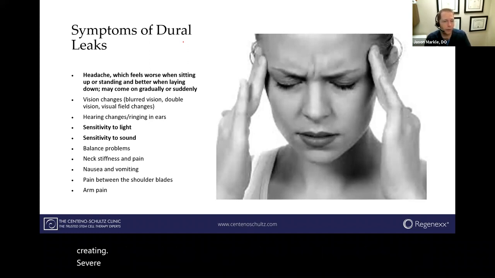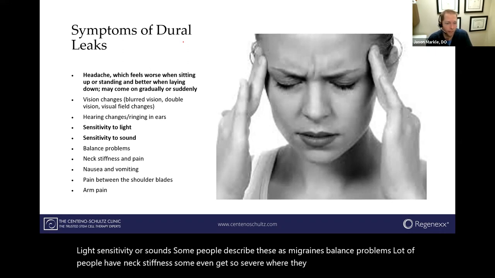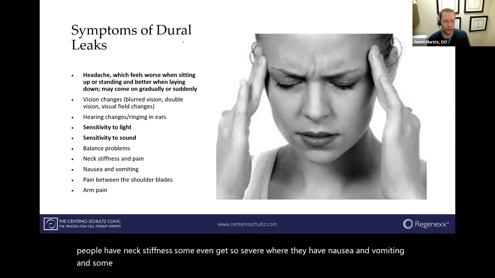migraines. Some people get double vision, hearing or ringing in the ears, light sensitivity or sound sensitivity. Some people describe these as migraines, or have balance problems. A lot of people have neck stiffness. Some even get so severe that they have nausea and vomiting. And some people actually get pain throughout the nervous system, such as arm pain, leg pain, radicular symptoms, depending on where the leak exactly is.